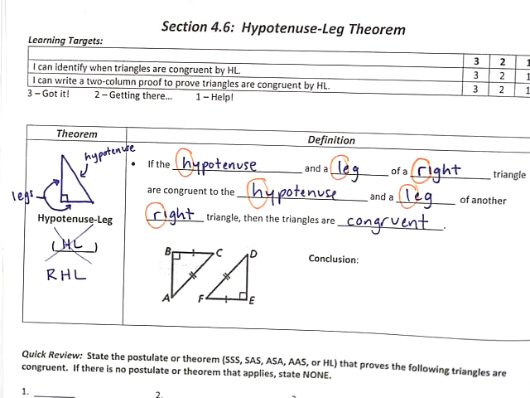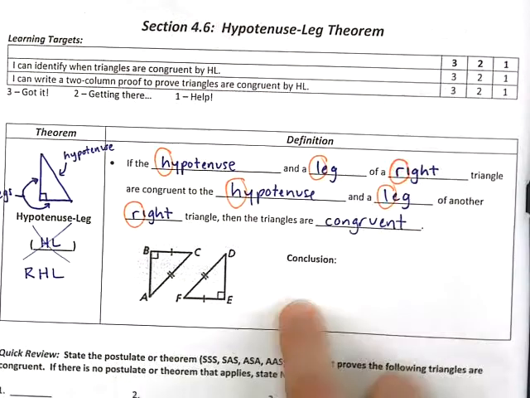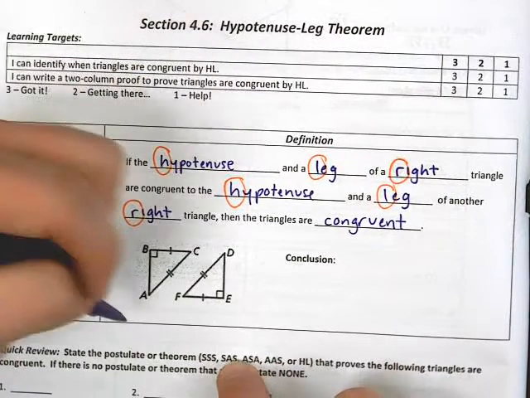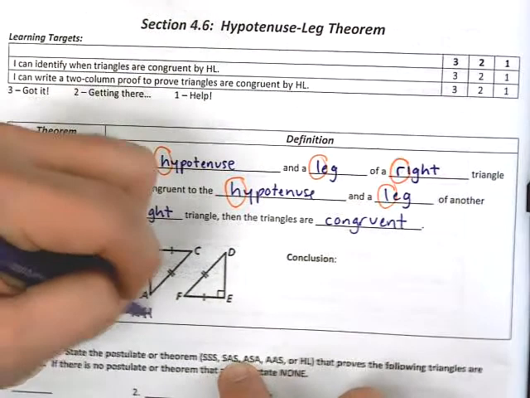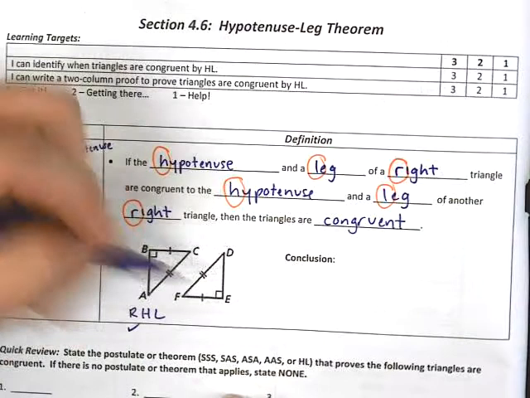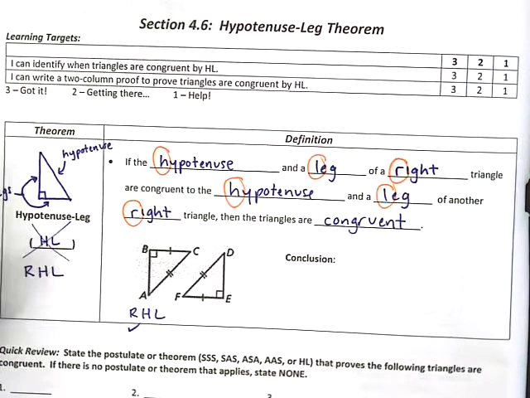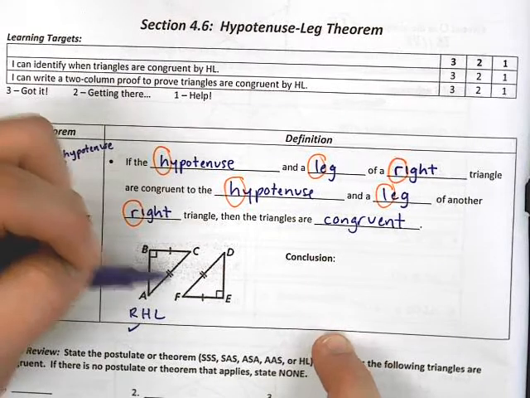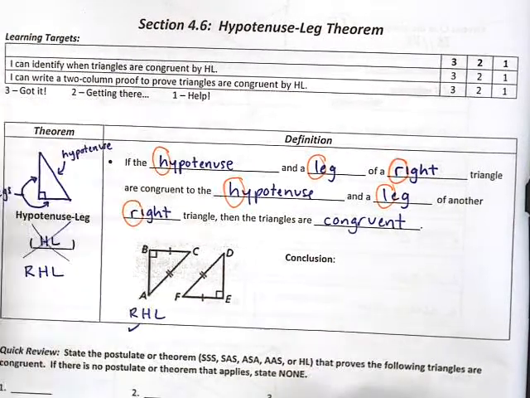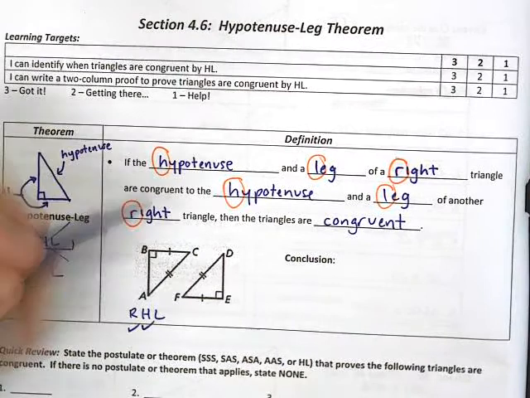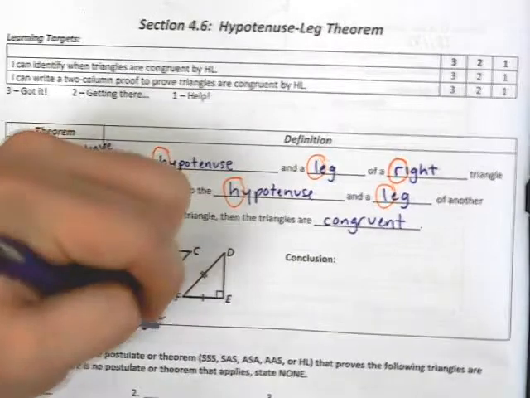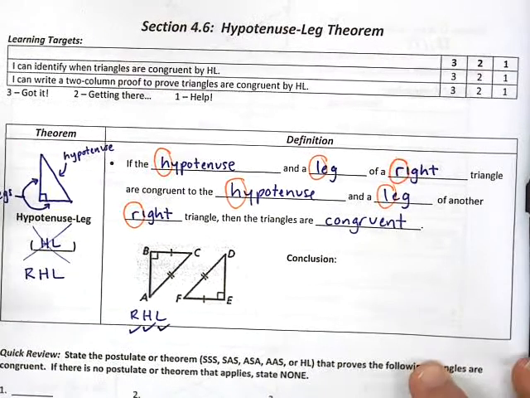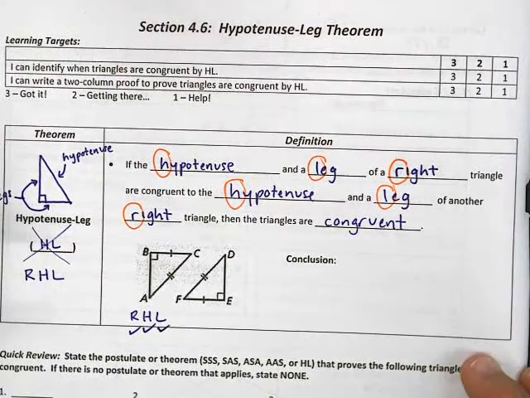Okay? So we look at this picture. The first thing I look at, I see that I have two right triangles. So my R is good, because of my right angles B and E. Let's see, H, hypotenuses. I need the hypotenuses to be congruent. Well, I see a double tick mark on both hypotenuses, so that's good. And lastly, I have a leg and a leg congruent, so we are good there. We know that these triangles are going to be congruent through RHL. Now we just have to line everything up.